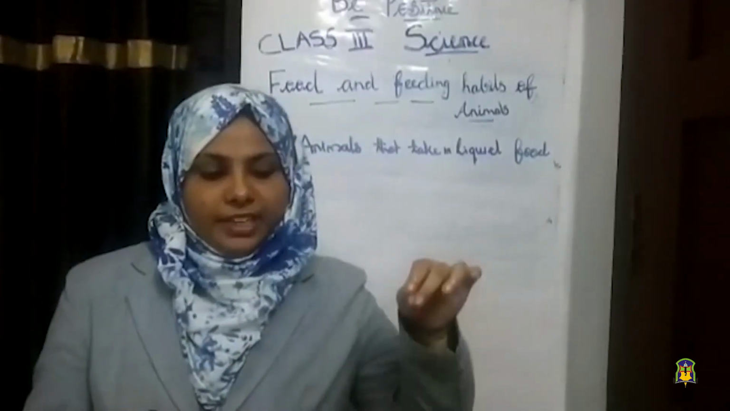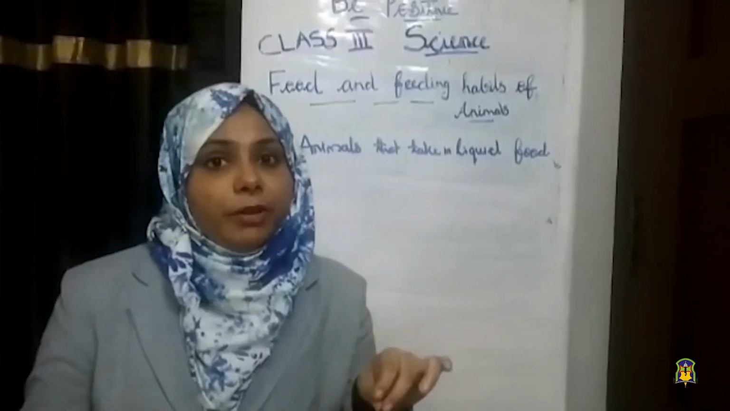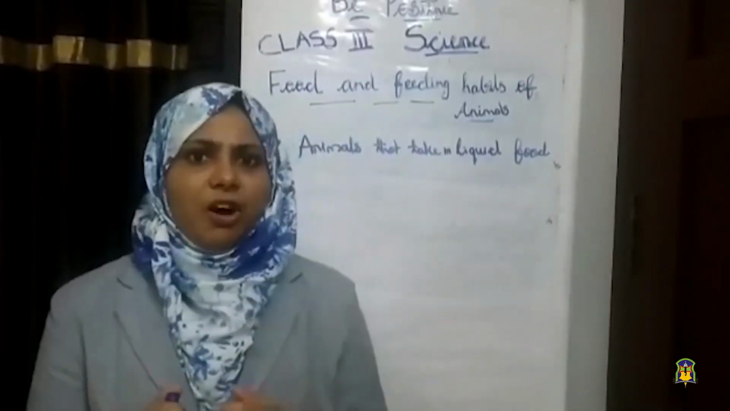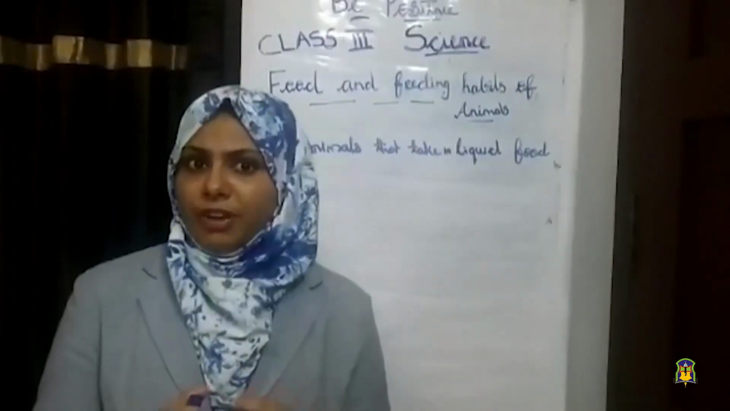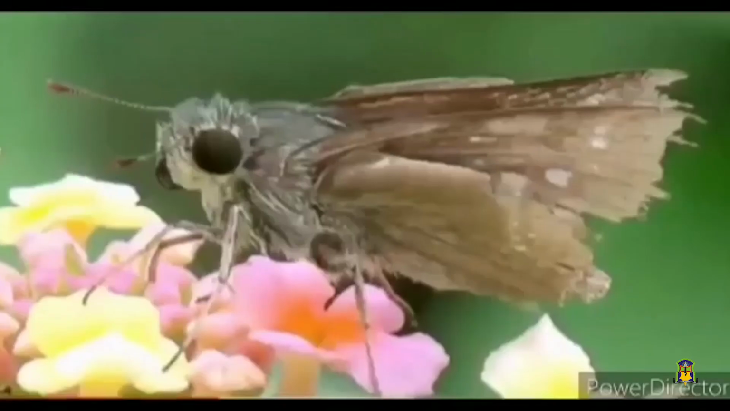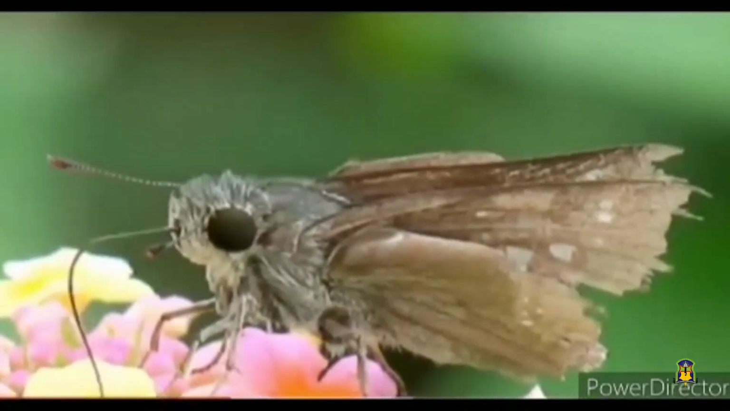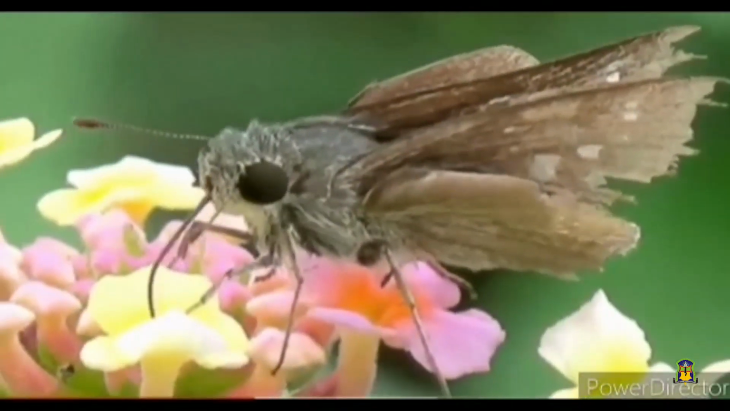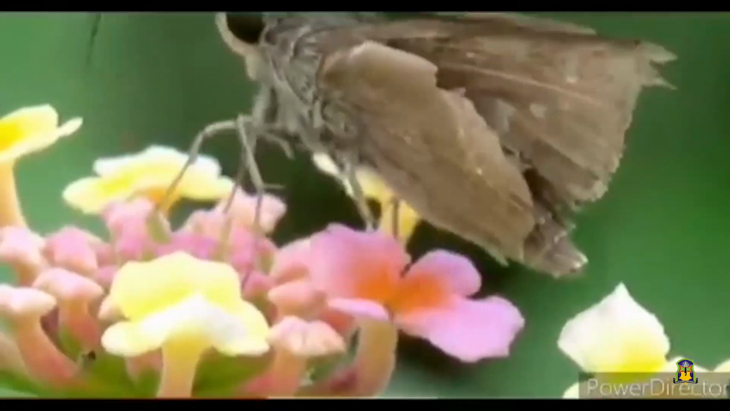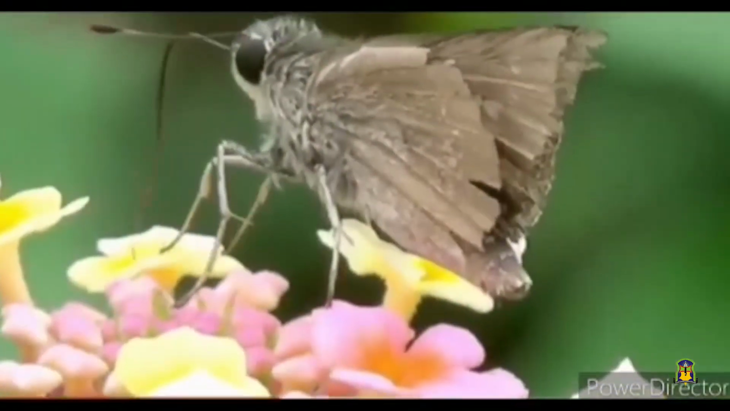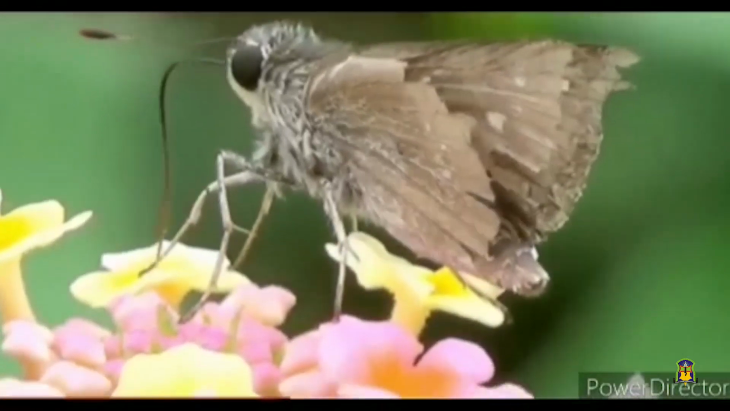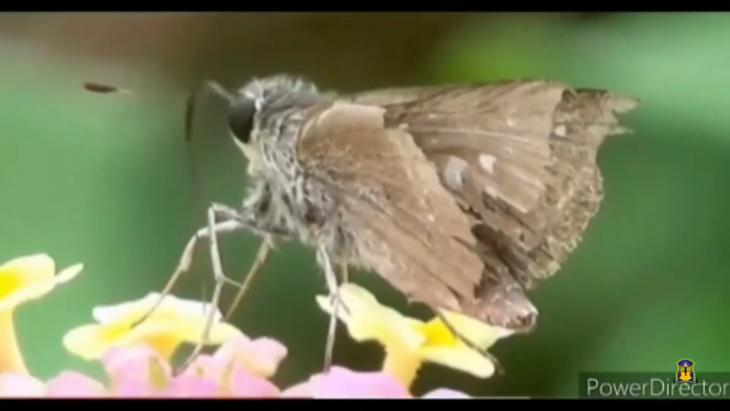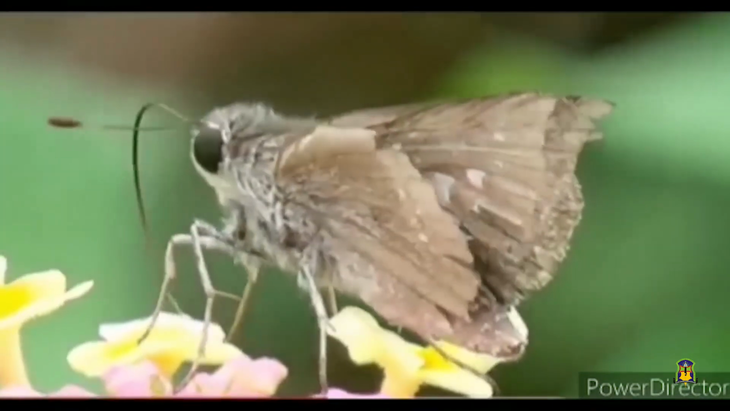For example, a butterfly sucks nectar from the flower using this thin, hollow, long tube. Let's see how butterflies suck nectar from the flowers. Can you see the butterfly? The butterfly has a long, thin, hollow tube, isn't it? Yes, the butterflies and bees use this tube to suck the nectar from flowers.